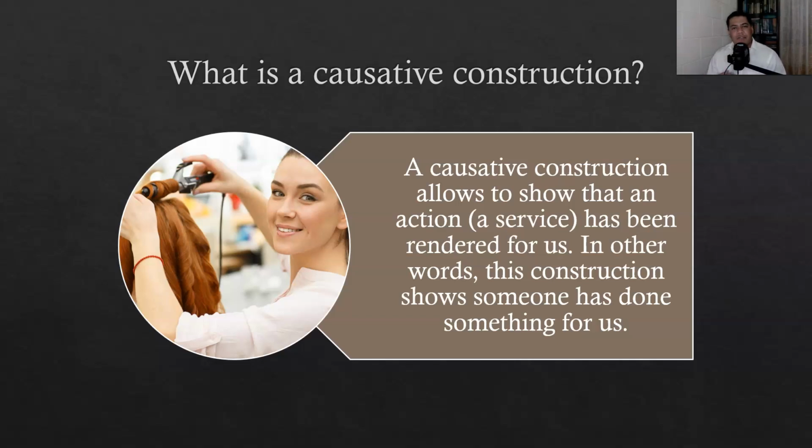When we use causative verbs, what we want to do is to show that somebody is doing a service for us, that somebody is doing an action for us, possibly because we cannot do it or we don't want to do it, right? That's what causative verbs do. They show that a service is being done for us. Like in this case, we can observe this lady is hairdressing this girl. It seems she has a curler in her hands and she is doing something that the girl cannot do to herself, or by herself.